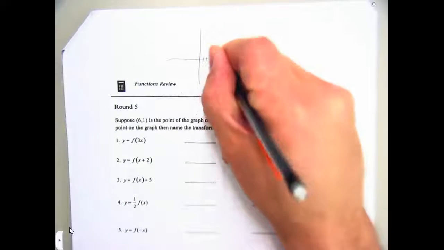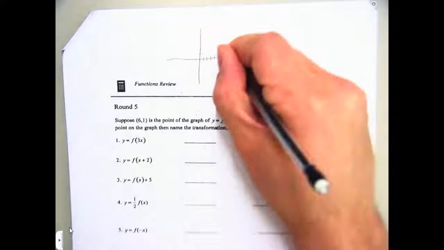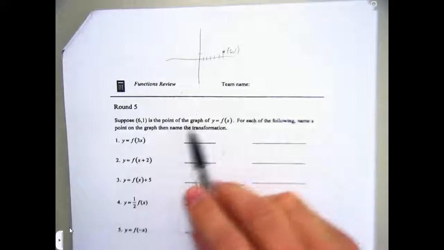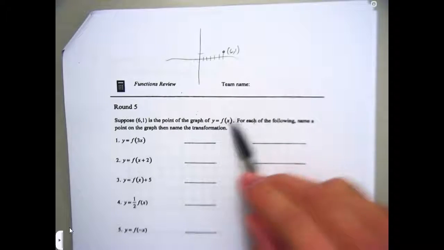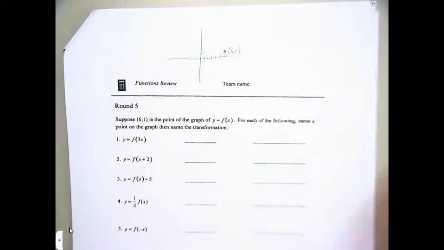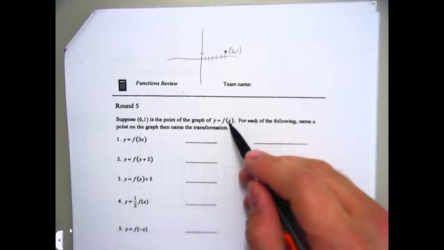1, 2, 3, 4, 5, and 6, and 1. It's right there, right? Ordered pair (6,1). Okay, (6,1) is a point on the graph of y equals f of x. In other words, it's a point on some line. What line? We have no idea. It could be any line. It just depends what we say f of x is.